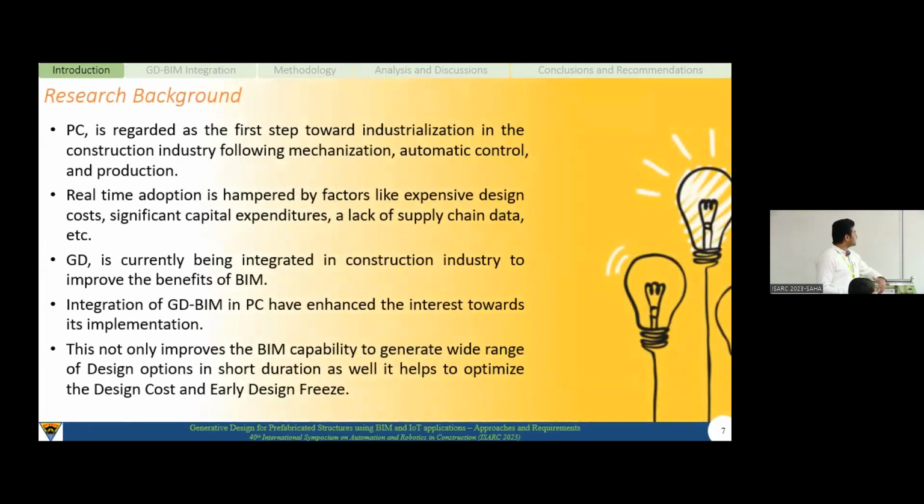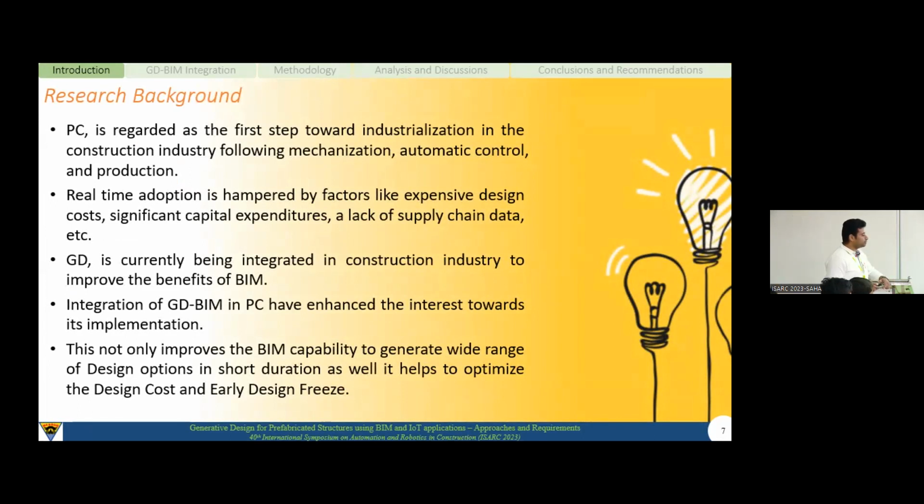So the research background is that PC is regarded as the first step towards industrialization in the construction industry, followed by mechanization, automatic control, and production. Real-time adoption is hindered by factors like expensive design costs, significant capital expenditures, and lack of supply chain data, etc. And GD is currently being integrated in the construction industry, especially in traditional constructions, which can improve the benefits of BIM.